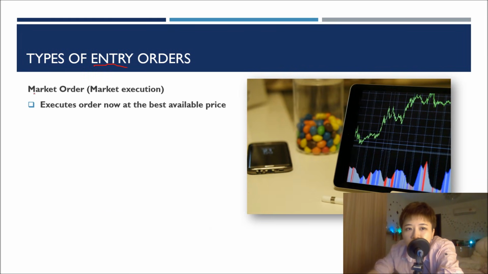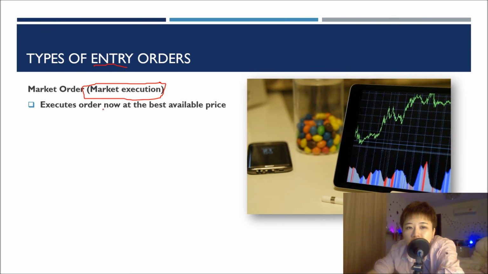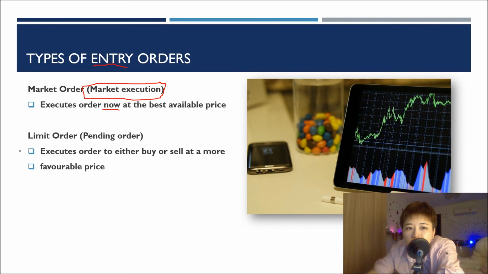First one is your market order, and on your platform it is written as market execution, MT4. Basically, when you are putting in a market order, you are executing an order right now. Okay, right now. And there's a second type of order, it's called pending order.